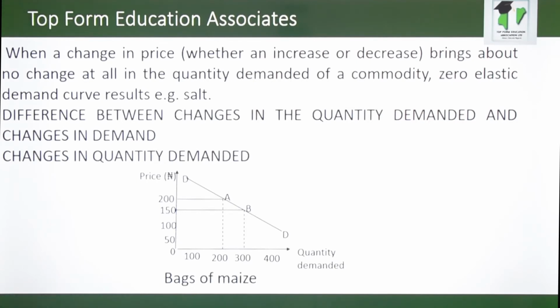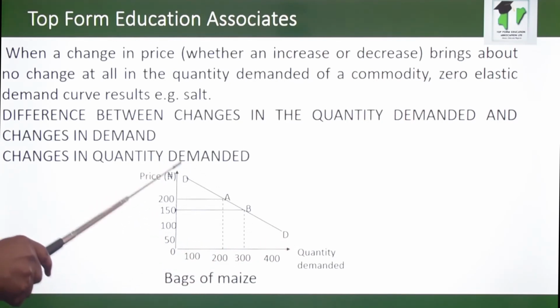Here, when there are changes in quantity demanded, from this our diagram, on the vertical axis we have the price of this commodity. Then we have quantity demanded on the horizontal axis. We can see when there's a change in quantity demanded, the same demand curve is used. There's a movement along the same demand curve.